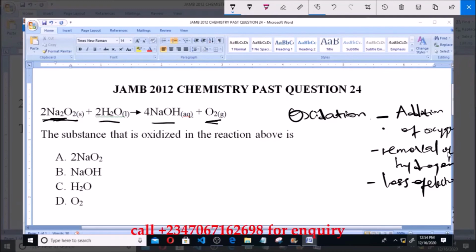So the substance that is oxidized is water, but the oxidizing agent is this sodium oxide, because hydrogen is being removed from water, and removal of hydrogen is oxidation. The substance that allows the removal of hydrogen is this sodium oxide. So this sodium oxide acts as an oxidizing agent, but the substance which is oxidized, according to the question, is water, H2O, and that is option C.